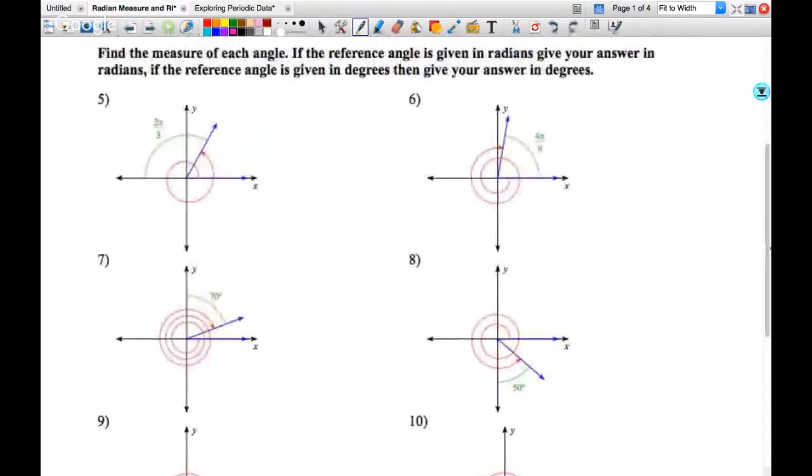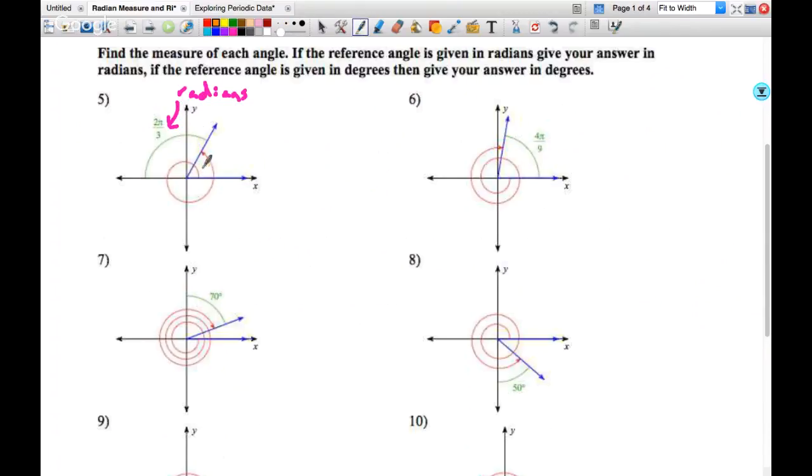All right, find the measure of each angle. If the reference angle is given in radians, give your answer in radians. If the reference angle is given in degrees, then give your answer in degrees. All right, this reference angle here is clearly in radians. We can tell that because most radian measurements have a pi in them, and we don't see that little circle that tells us that this is degrees.